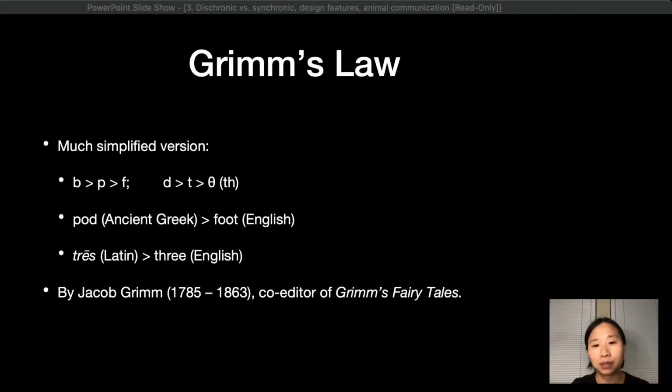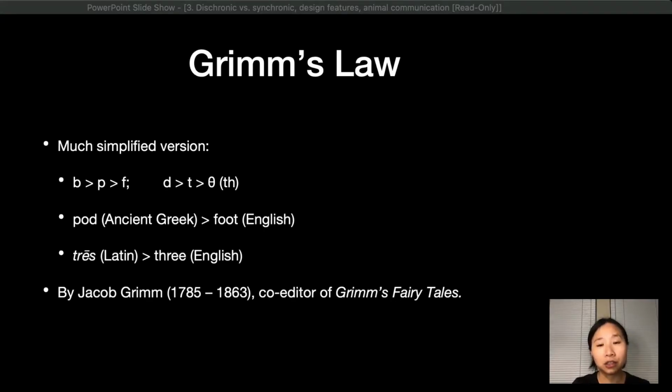Some of you may have heard of Grimm's Law, which is a product of this era. By the way, this Grimm is a co-editor of the famous Grimm fairy tales. According to this law, sounds like b and d become weaker sounds like p and t. And then they become even weaker sounds like f and th, which corresponds to the th spelling in English. Why do we say certain sounds are weaker? Well, we'll have to talk about them when we turn to phonetics and study sounds. But for now, let's just look at some examples described by this law.